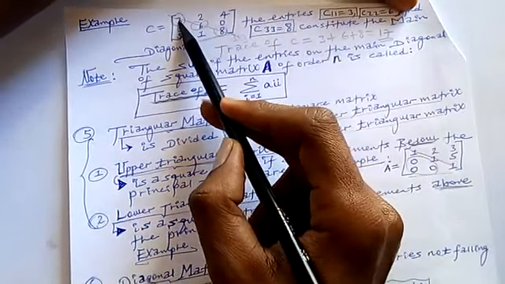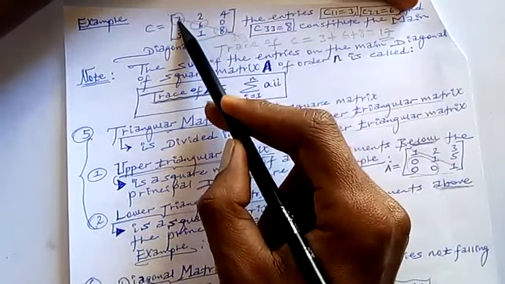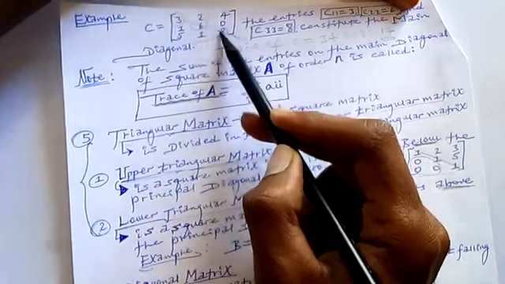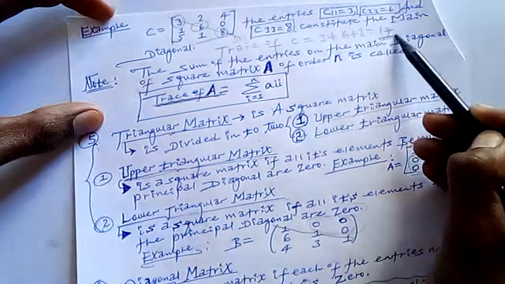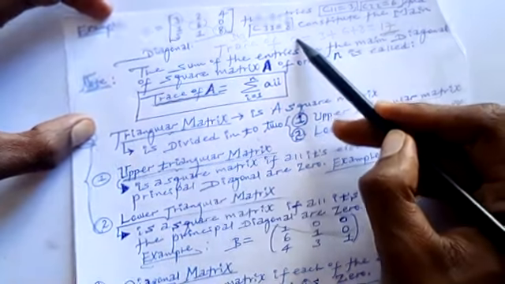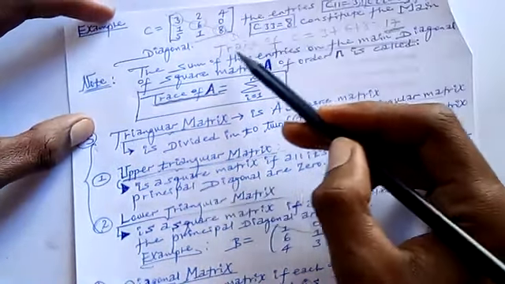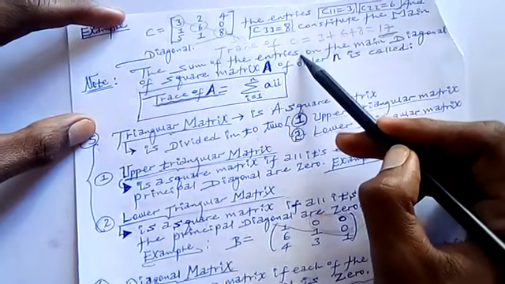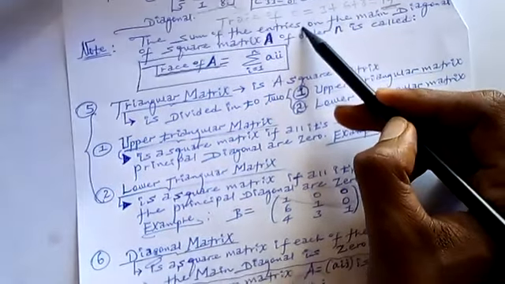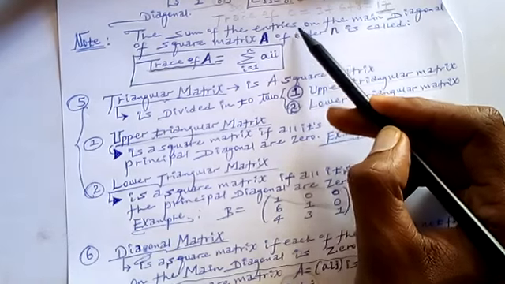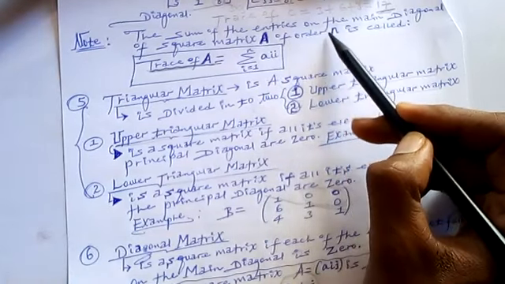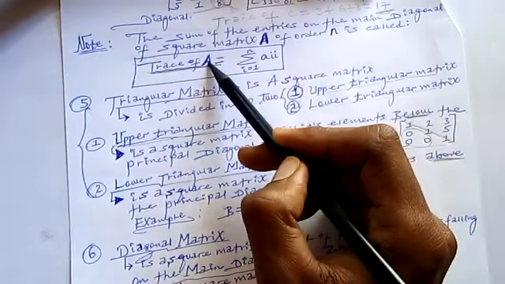Trace of C means the summation of the main diagonal elements: 3 plus 6 plus 8. That is 17. Therefore, 17 is the trace of C. Note: the sum of entries on the main diagonal of a square matrix A of order n is called the trace of A.